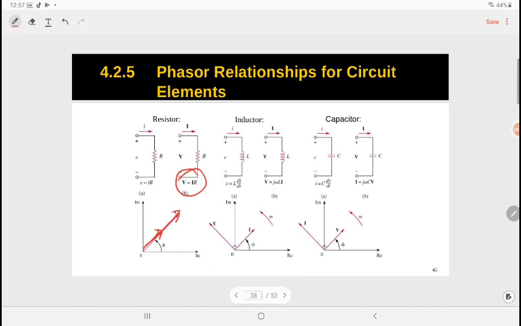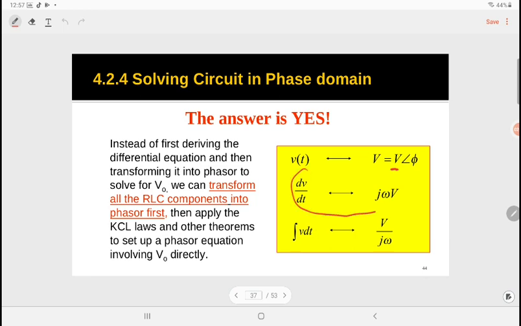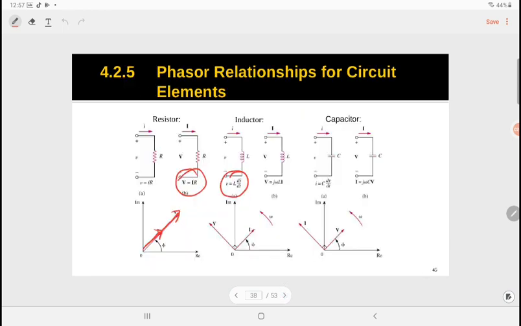And then for the inductor, we know that the inductor voltage can be found using v equal to L di over dt. From here, since we have a differentiation, we can transform that formula into V equal to j omega L I. And in the inductor, the current is not in phase with the voltage, which is, we can see that the voltage for the inductor leads the current by 90 degrees.